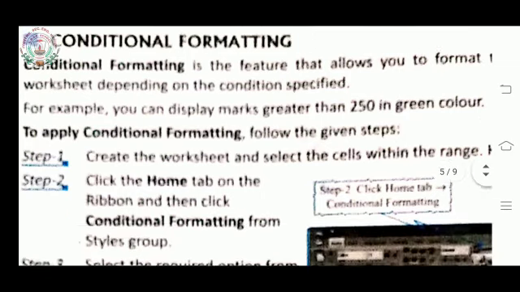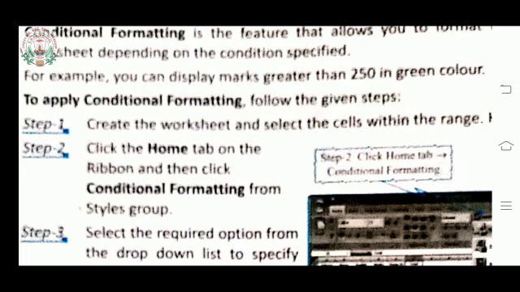Ribbon means what is given at the top. The first ribbon is the title bar, then the menu bar. In that bar, which we can sometimes also call a ribbon, you have to go to the Home tab. Then click on Conditional Formatting from the Styles group. When you click on the Home tab, different styles will appear. In that you have to select Conditional Formatting.